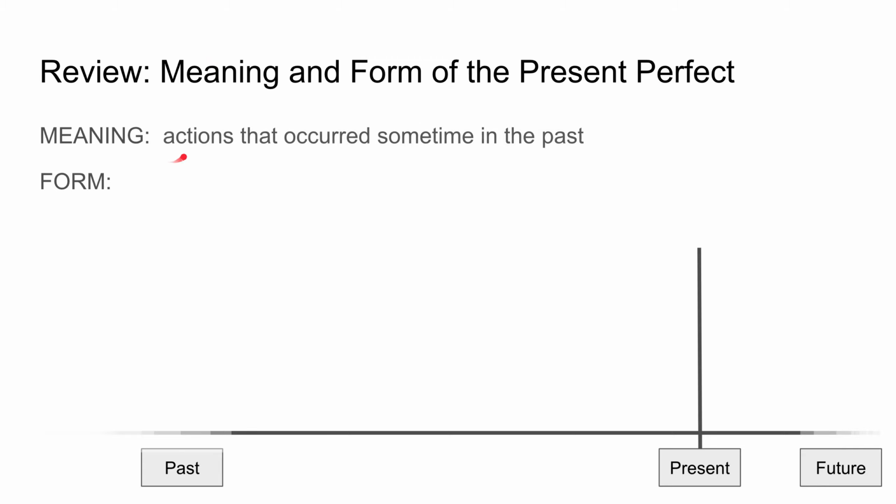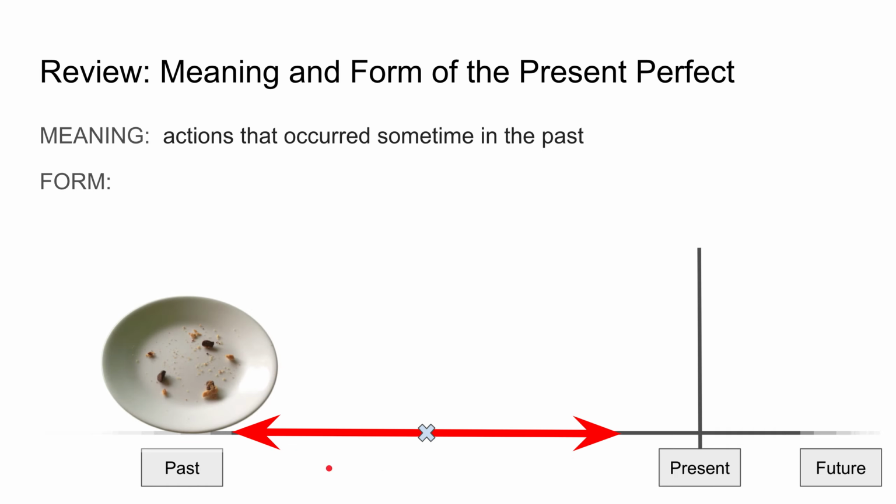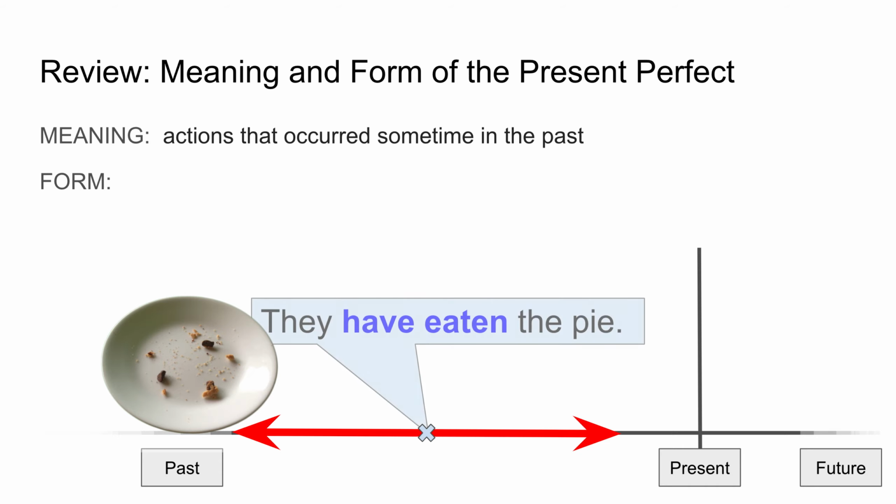Let's look now at the meaning and form of the present perfect. The meaning: actions that occurred sometime in the past. For example, I baked the pie, I left the pie on top of my desk, I went out, I came back, and I found that my family has eaten the pie.